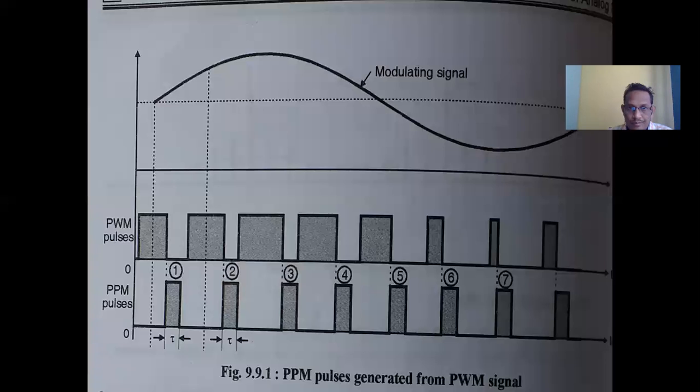Okay, so this is again the pulse width modulation, another example. This is the modulating signal, this is the high frequency carrier, and this is the pulse width modulation. Maximum amplitude, maximum width; minimum amplitude, minimum width. Then from the pulse width modulation, I can generate the pulse position modulation. As per the definition of pulse position modulation, the high frequency carrier pulse is changed in accordance with the amplitude of the modulating signal by keeping amplitude and width constant.